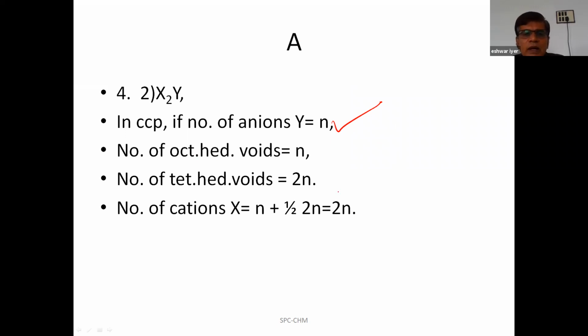The number of octahedral voids created is equal to the number of constituents, N. But the number of tetrahedral voids is double that number, so that is 2N. All the octahedral voids are filled, N, and half of the tetrahedral voids are filled, that is N plus half of 2N, that is N plus N, that comes to 2N. So the proportion of X to Y is 2:1.